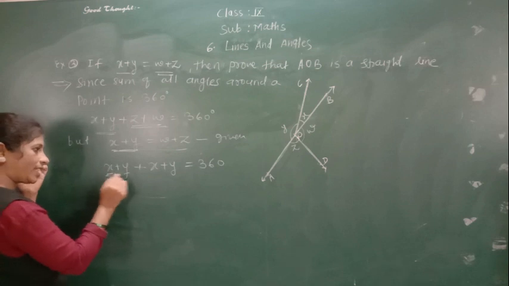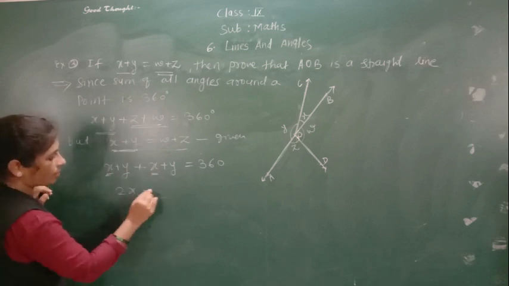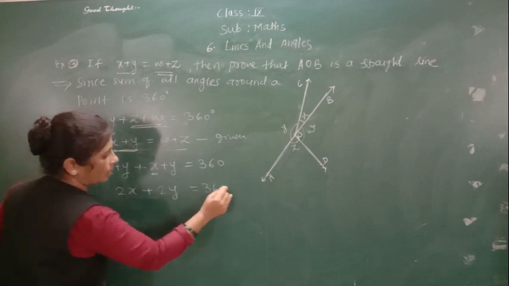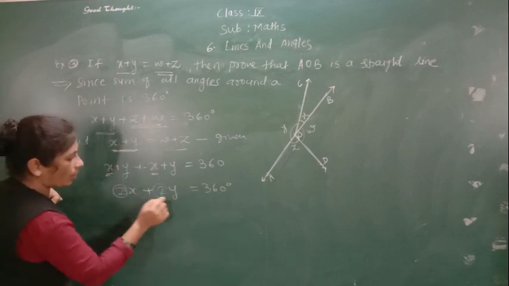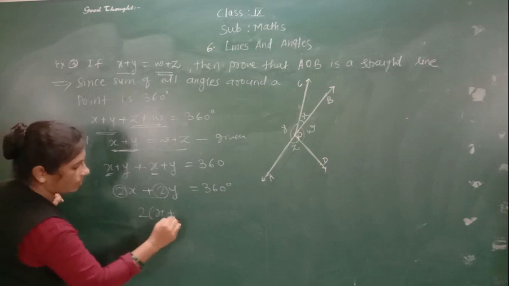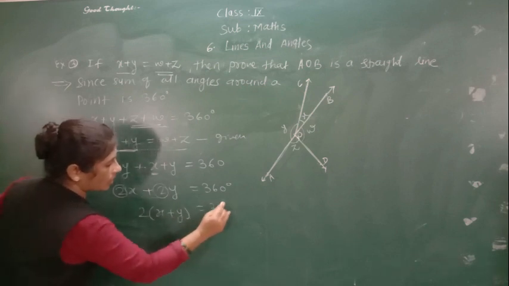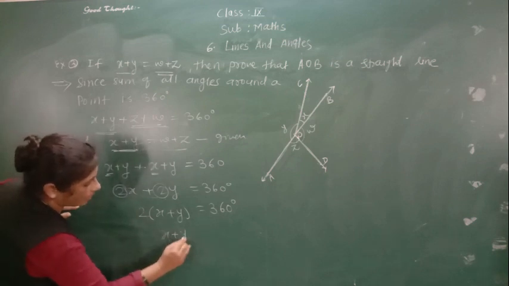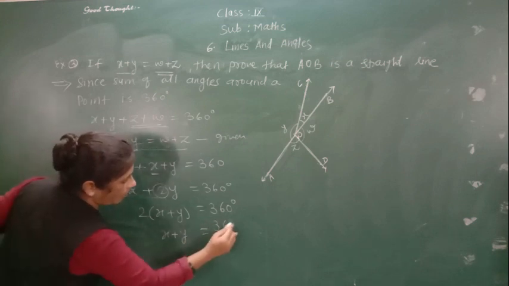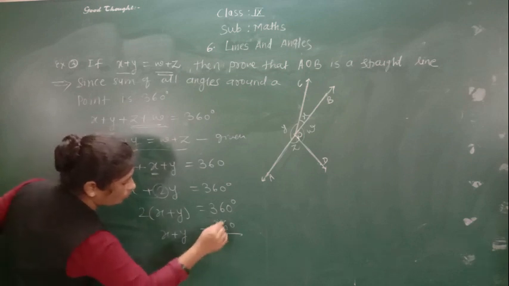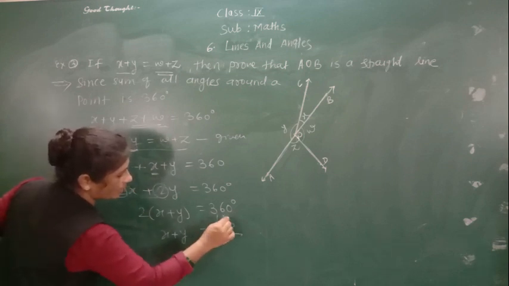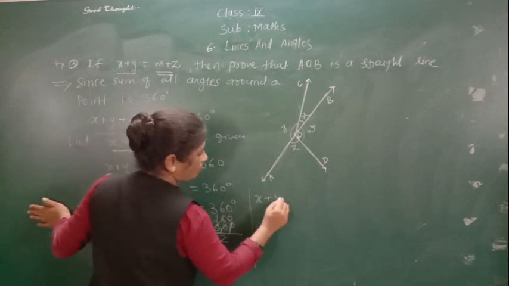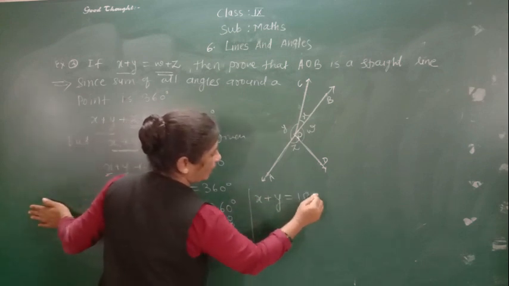Okay, so here x is how many times? 2 times. And y is how many times? 2 times. So 2x plus 2y equals 360 degrees. Here we take 2 common out. So 2 in bracket, x plus y, equals 360 degrees. Understood? So now x plus y equals 360 divided by 2. 2 ones are 2, 1 remaining, 2 8s are 16 and 2 0s are 0. So you will get x plus y equals 180 degrees.